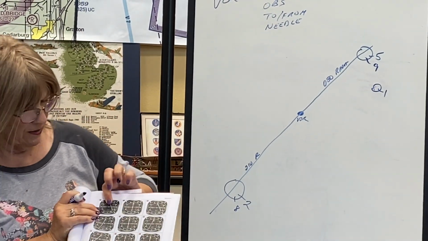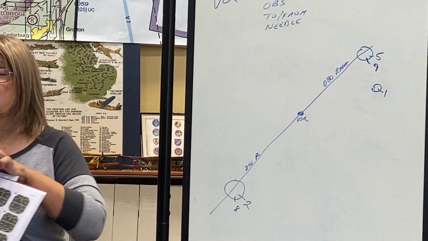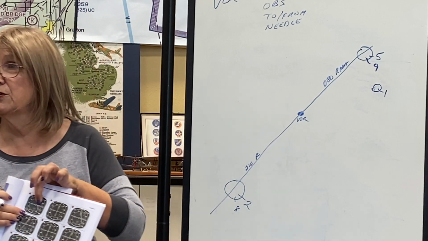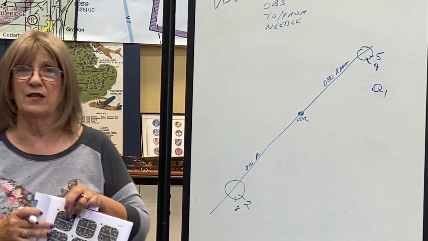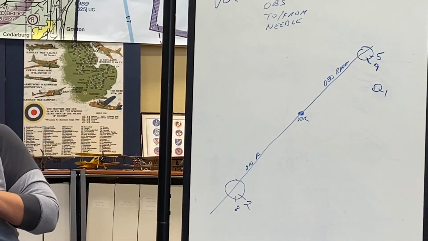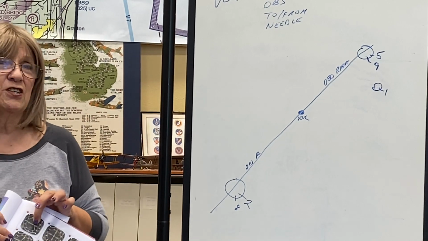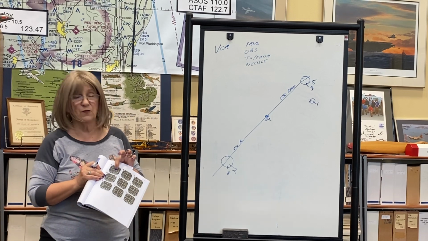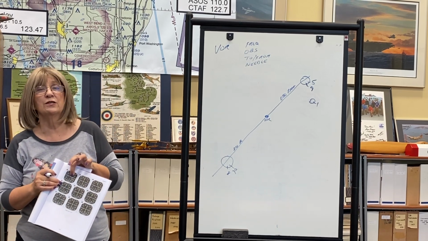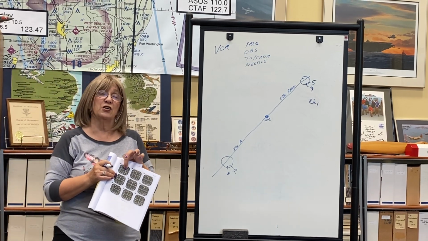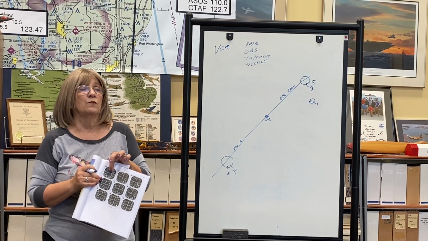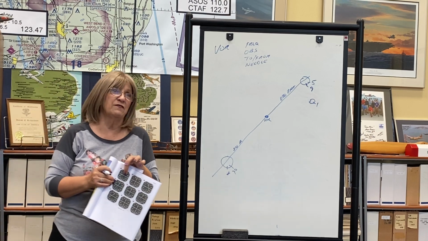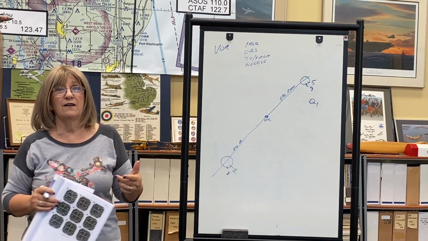Each dot that the needle crosses is 2 degrees. It's right at 2 dots, so he's 4 degrees off course. You don't really have to know that at this level, but understand that at 60 miles, 1 degree is 1 mile off course. So if he was 60 miles away from the station, he's 4 miles off course. If he's 30 miles from the station, he's 2 miles off course. If he's 15 miles from the station, he's 1 mile off course.